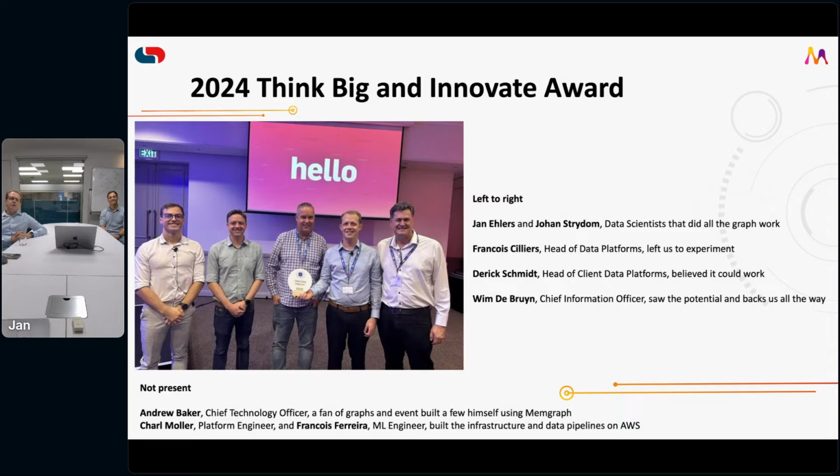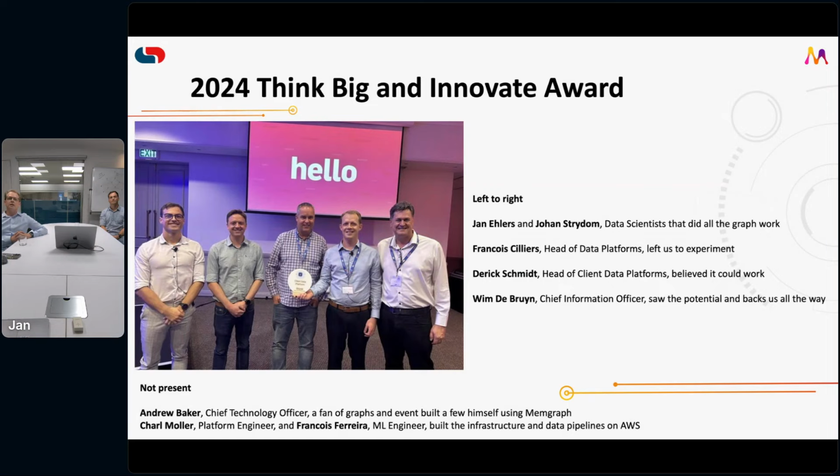And I believed in graphs a long time ago and really wanted to play with it. And it helped that we were able to play with it. And our CIO, Wim de Bruin, on your right there, he saw the potential and he backed us all the way. So that's always great if you want to play with new things in a larger organization, get the executive buy-in, right.